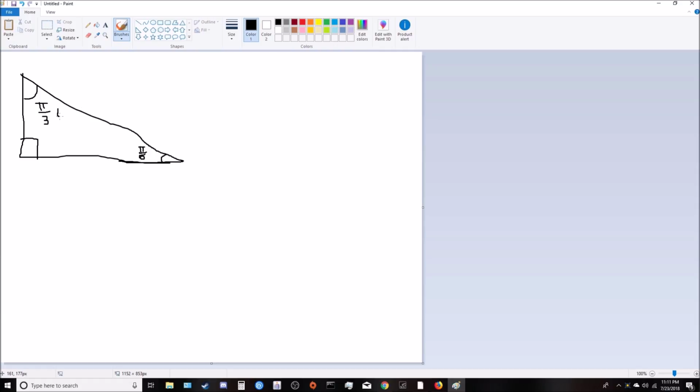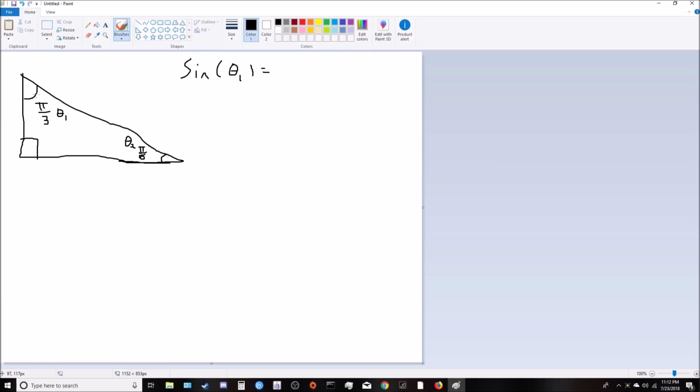And since these angles are different, I'm going to label this one theta 1. I'm going to label this one theta 2. This is just arbitrary, so it's a bit easier for me to write out, but you can call these whatever you want in reality. So first, let's try getting the trigonometric ratios for this pi over 3 side. So the sine of pi over 3, which we've labeled as theta sub 1.